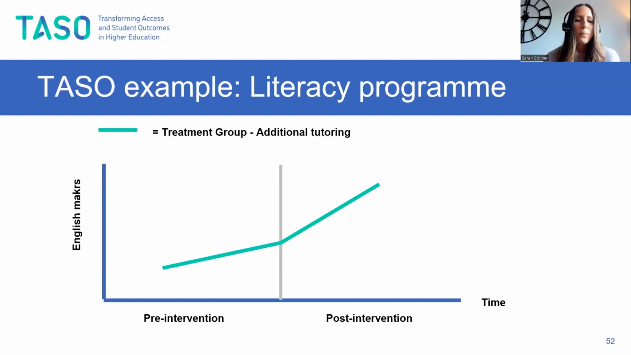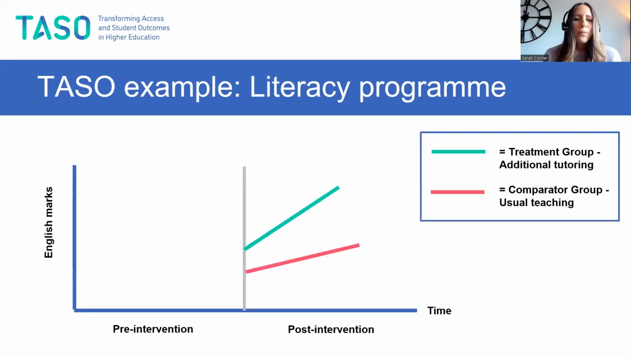Our green turquoise line represents the trajectory of English marks before and after the intervention, and that grey line represents when the intervention came in, which was this literacy program. If we're looking at this alone, we can see that those that received the additional tutoring had increased English marks. The line is increasing to show higher grades in English post intervention. So we might think, oh great, that's worked really well. But again, the issue is that we don't have a comparison group.